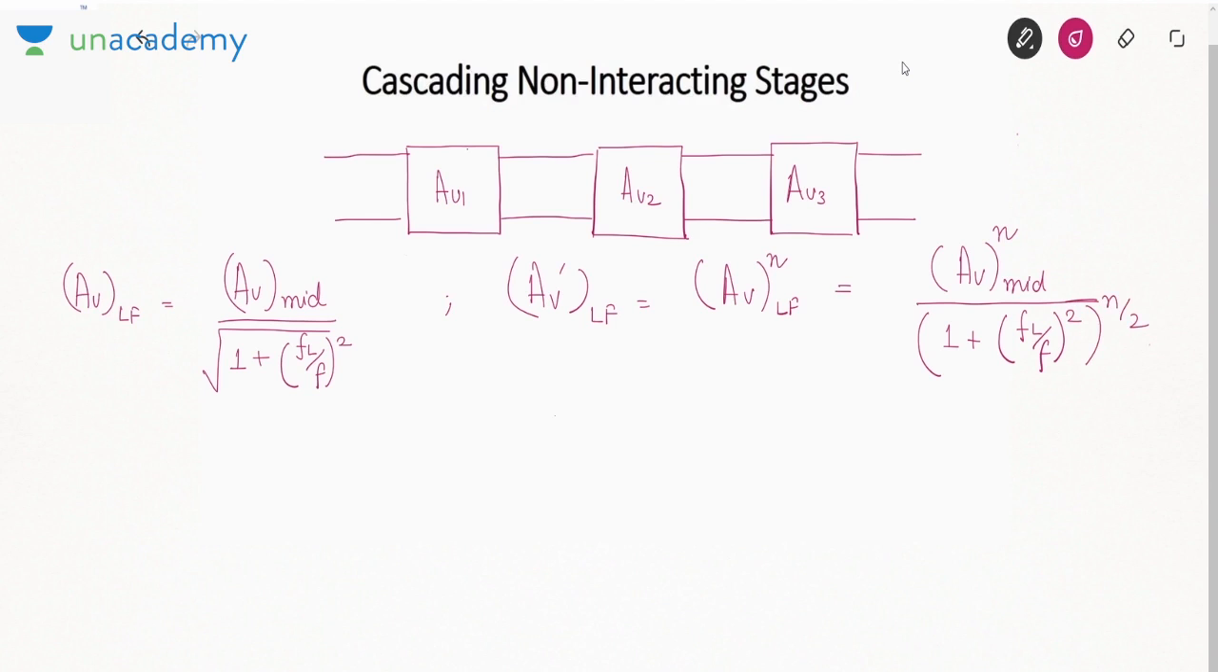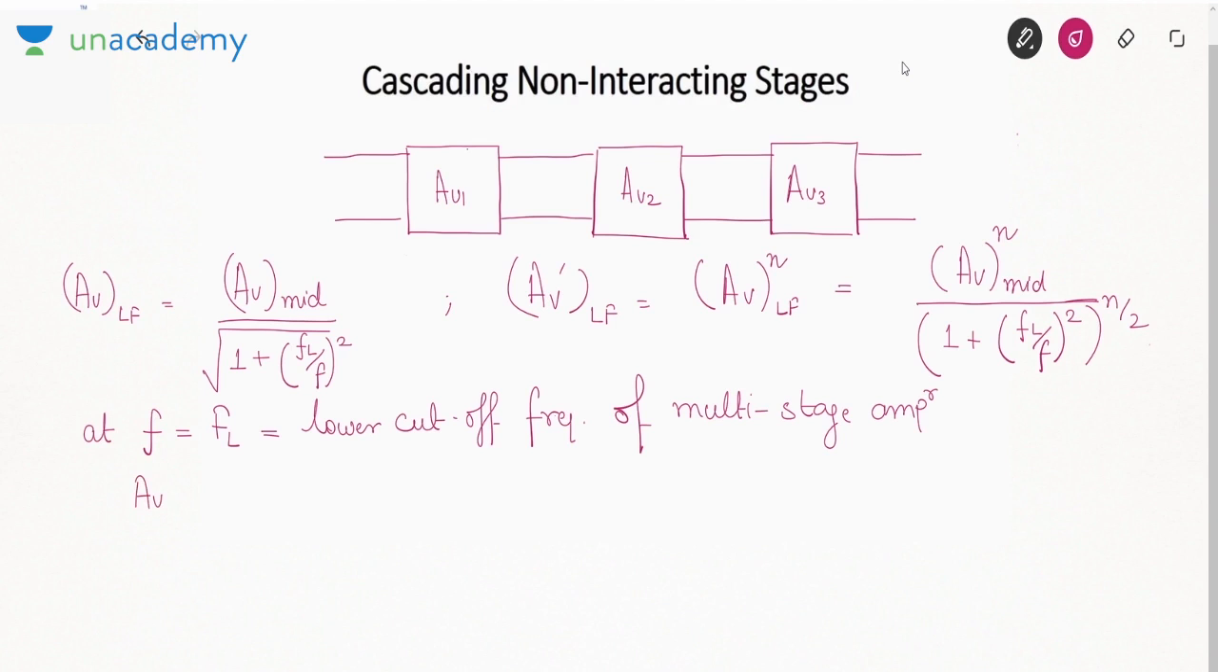Now what I know is that, suppose at frequency equal to FL, what is this capital FL? The lower cutoff frequency of the multi-stage amplifier. We know at the cutoff frequency the gain becomes the maximum gain by root 2. The maximum gain of the multi-stage amplifier is the mid frequency gain to the power n. It happens at what frequency? It happens at small f equal to capital FL. So I'll put small f equal to capital FL.